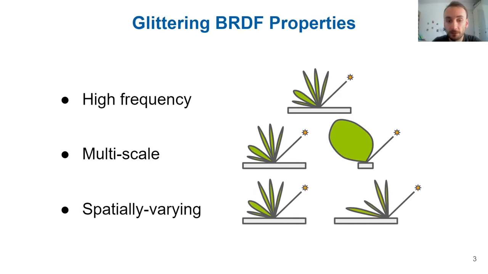Finally, glittering materials have a BRDF that varies spatially. That is, the shape of the BRDF changes across the surface. All these properties make glittering BRDFs difficult to model, especially in real time.